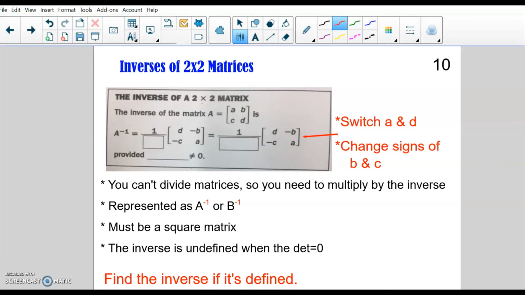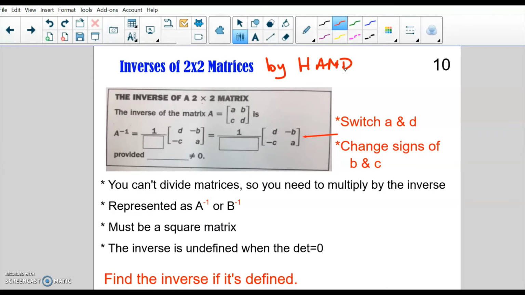All right, next slide is the inverse of a 2x2 matrix, and I'm going to do it by hand. That's not very good. Let's try that again. By hand. Okay.